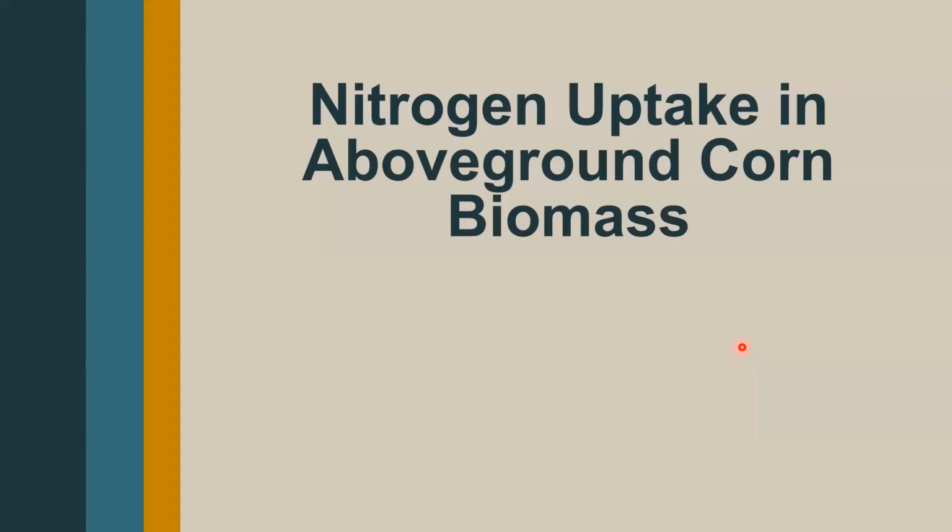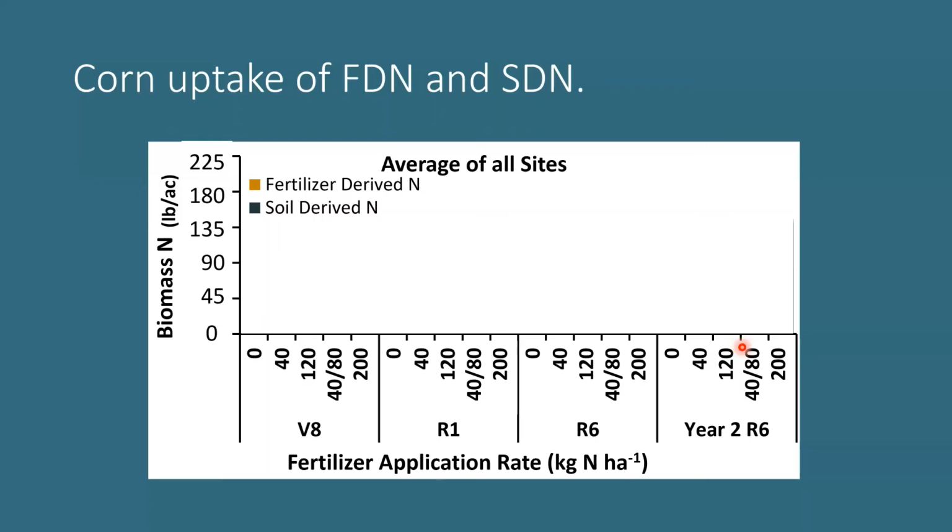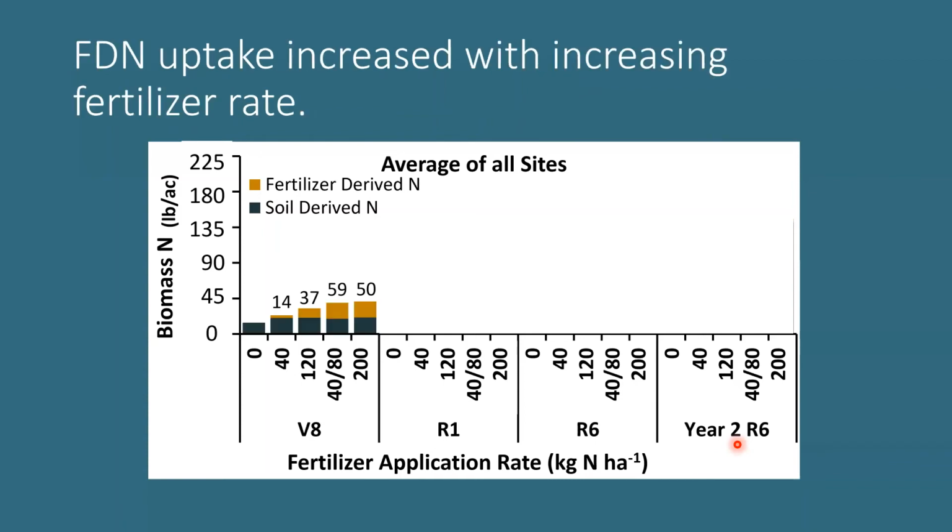Now I'd like to talk a little bit about nitrogen uptake in the above ground biomass. So on this chart, now we have biomass nitrogen, the amount of nitrogen in the corn biomass on the y-axis, and then once again, the different sampling times that we looked at corn biomass. So 8 corn leaf development stage, tasseling, and then physiological maturity, and then physiological maturity in the second year. And once again, we're going to see the same color scheme where this darker color is soil-derived nitrogen that's being taken up by the plant, or nitrogen that's coming from the soil. And then the gold color is now the fertilizer-derived nitrogen.